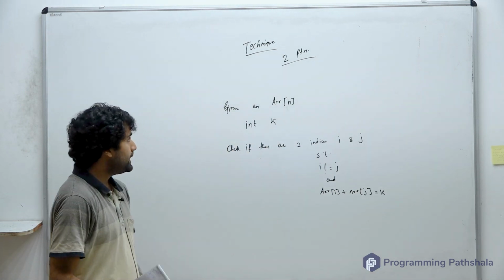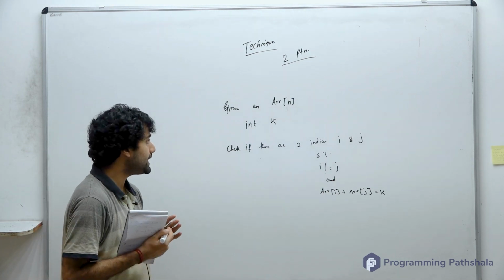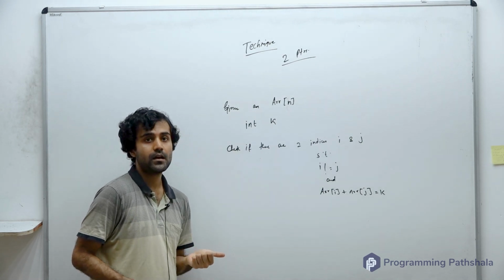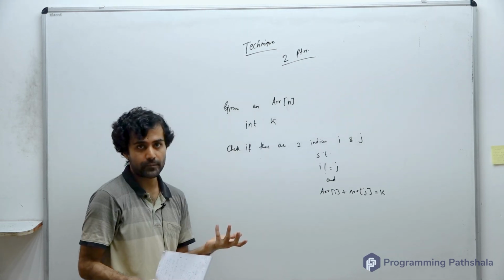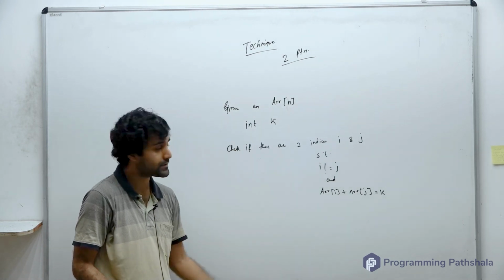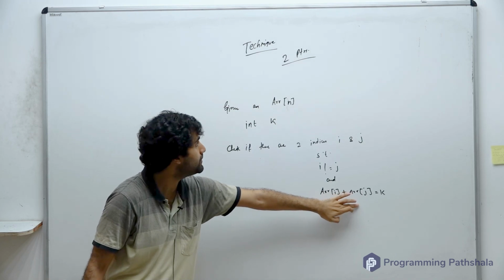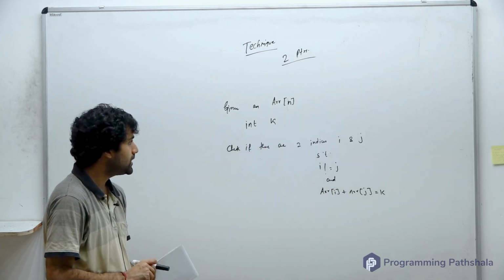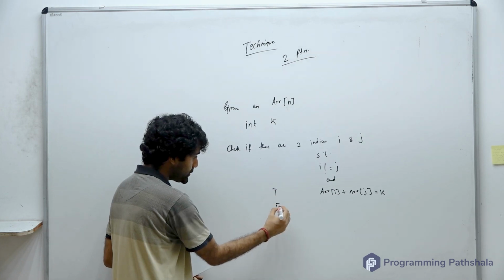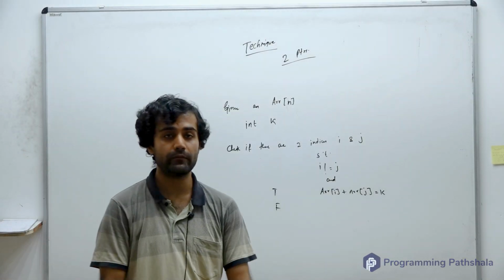Read this properly. Basically, the intent is that an array has been given and you are supposed to tell me whether there are two elements located at different indices, obviously, because I don't want you to pick the same element at the same index twice, such that their sum is equal to the given k. If so, you have to return true, and otherwise return false. So tell me, what is the way to solve it?